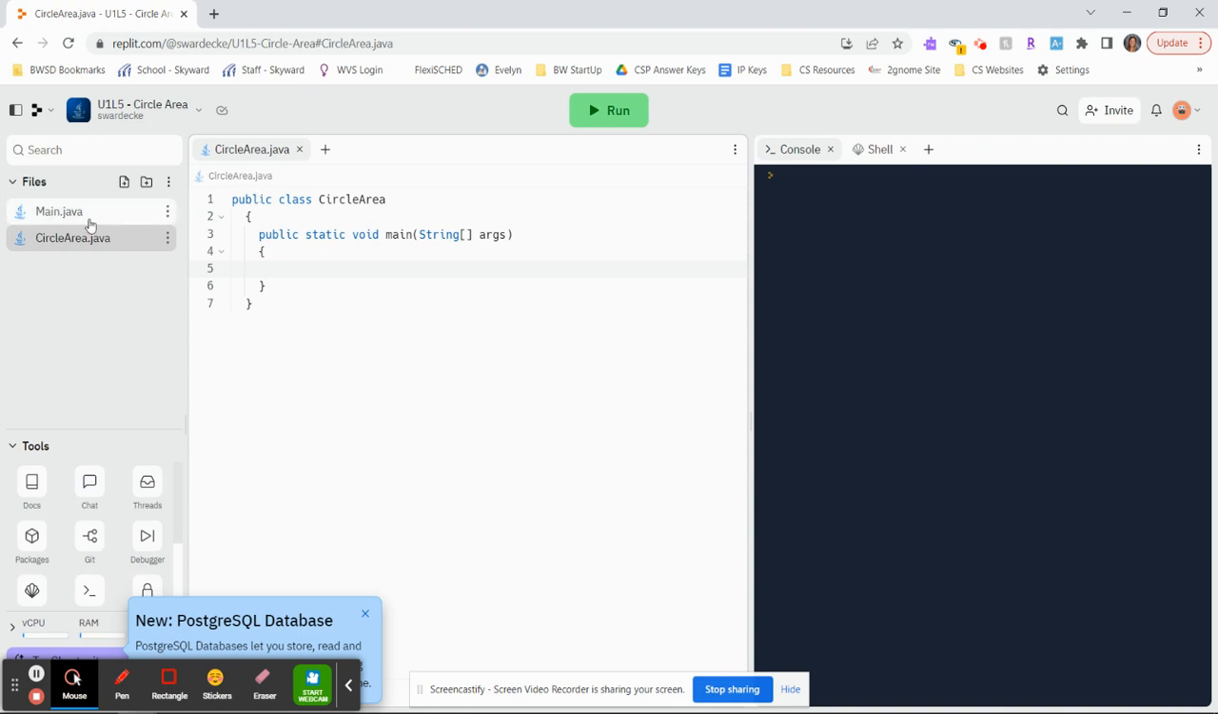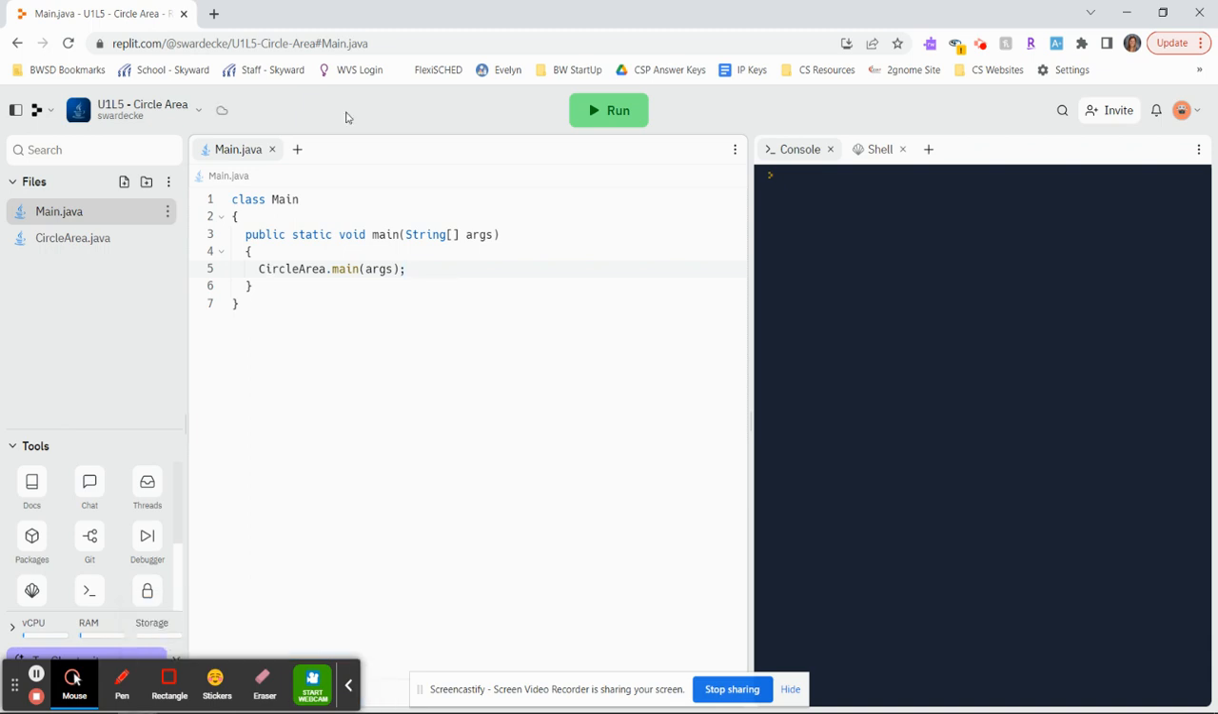Now, the last thing I need to do to make sure that circle area runs is I need to go back to my main and I need to type in circle area, my class name that I want to run, .main, and then put args in the parentheses with a semicolon at the end. So this is just our general setup piece so that we can make sure that we are all set up to run this program when we have our code written in circle area. So make sure you have main looking just like this and circle looking just like this so that when we write our code, everything works as intended.